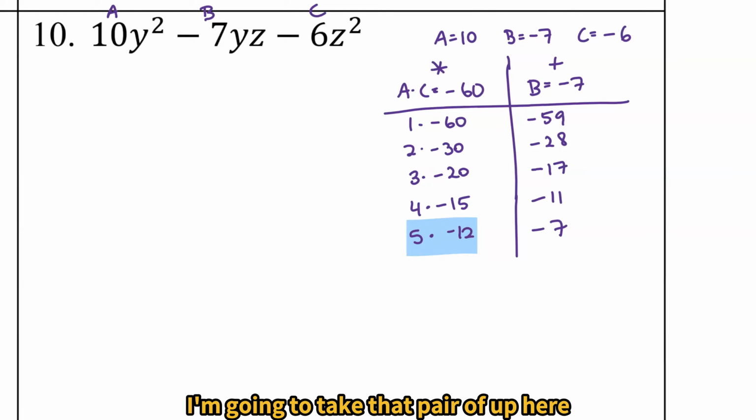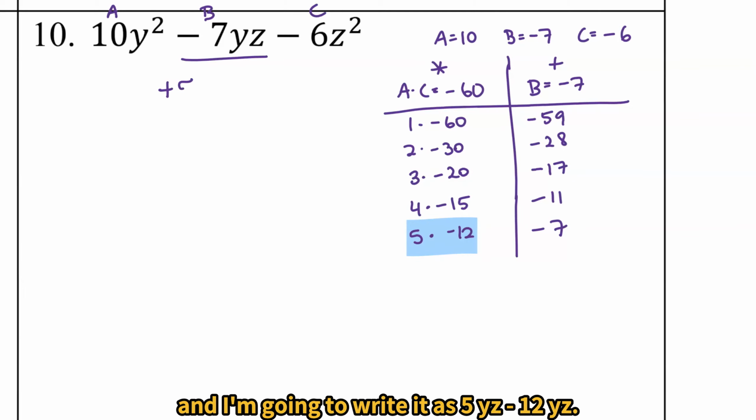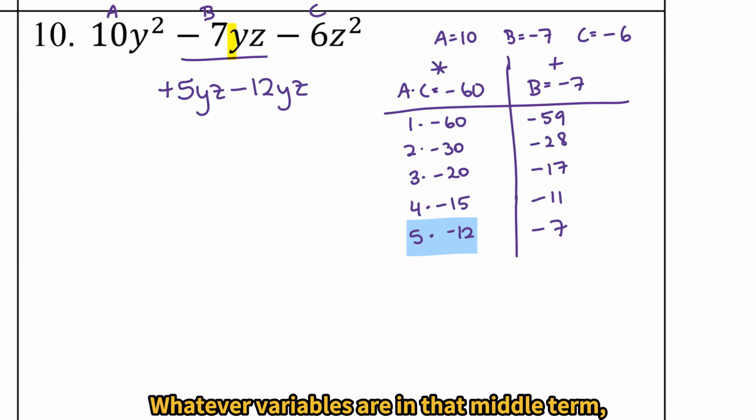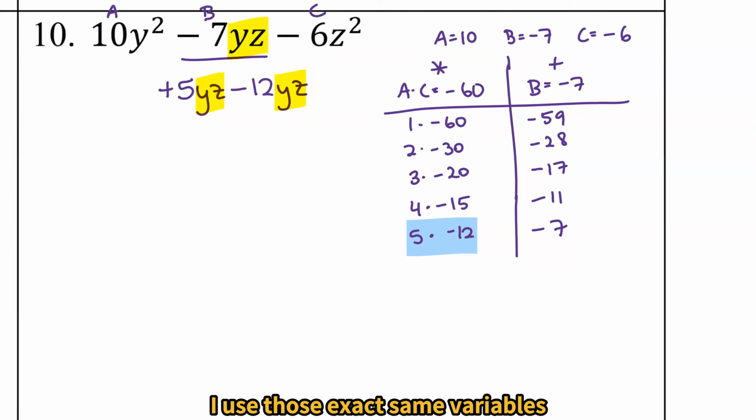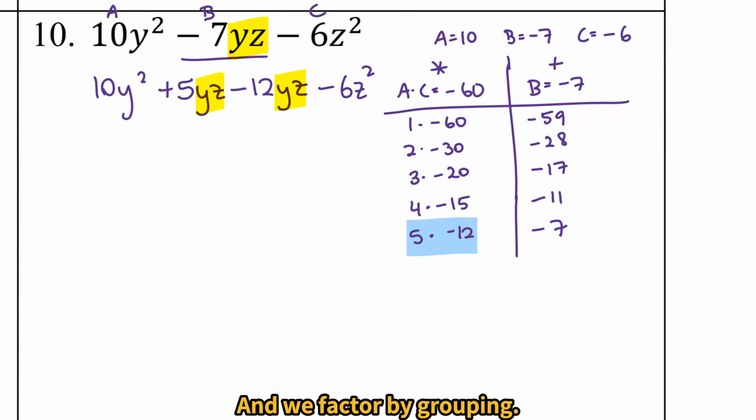I'm going to take that pair up here with the -7yz, and I'm going to write it as 5yz minus 12yz. Whatever variables are in that middle term, I use those exact same variables when I break the middle term apart. And then we'll copy the other pieces down, minus 6z squared, 10y squared in front. And we factor by grouping.